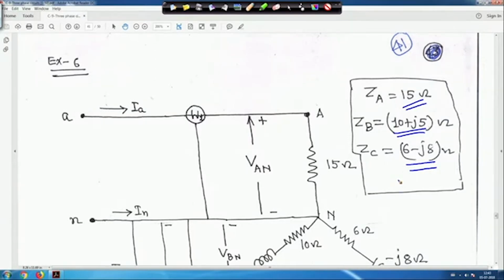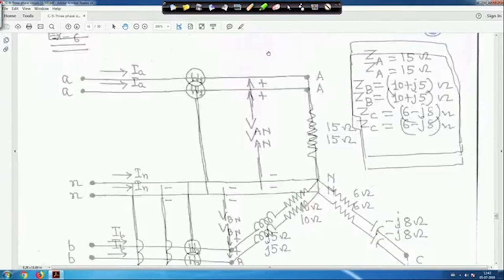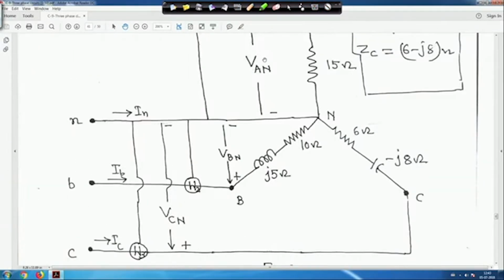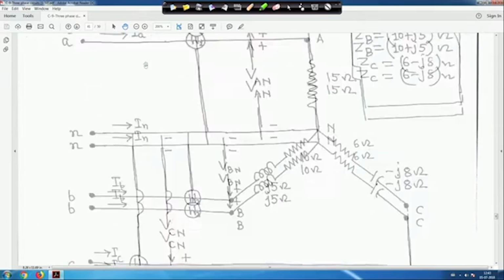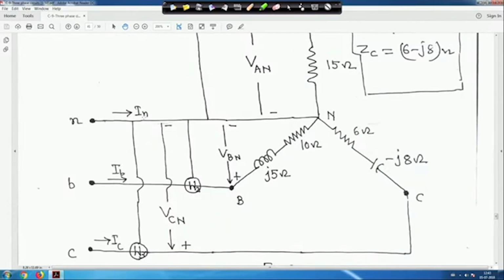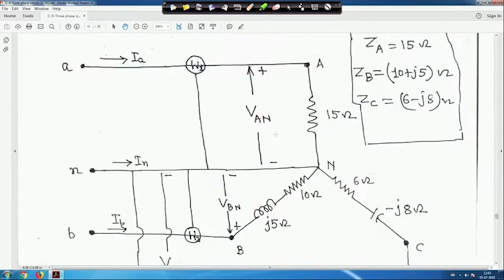This is 15 ohm, this is your 6 minus j8 ohm, that is your ZC, and on this side I will show you the diagram, this side is your ZB, 10 plus j5. One wattmeter is connected like this, similarly another wattmeter is connected like this, right. And this is the neutral. We want to measure the per phase power, on a per phase basis. This is the current IA, this is IB, this is IC, and some current is flowing to the neutral. This is the unbalanced load we have taken.